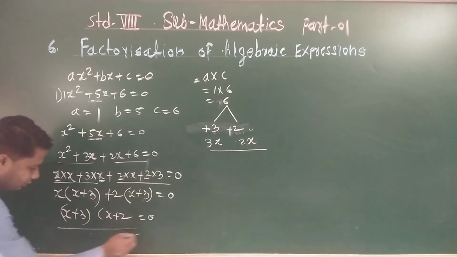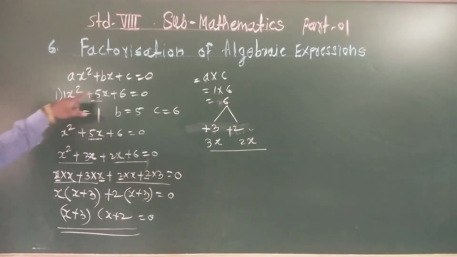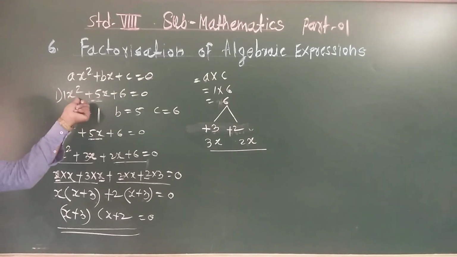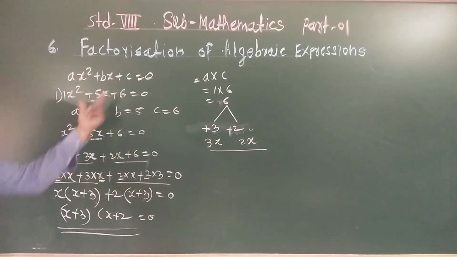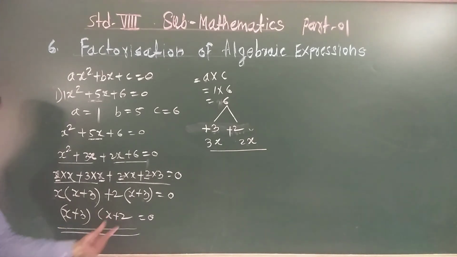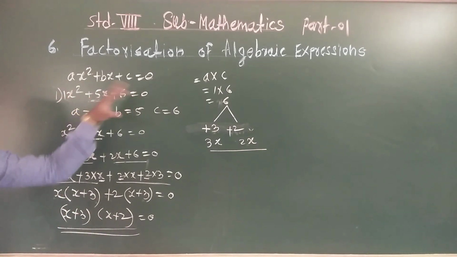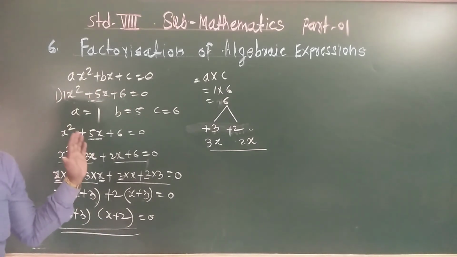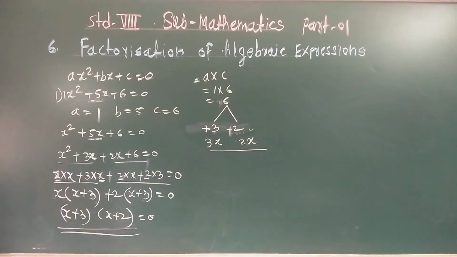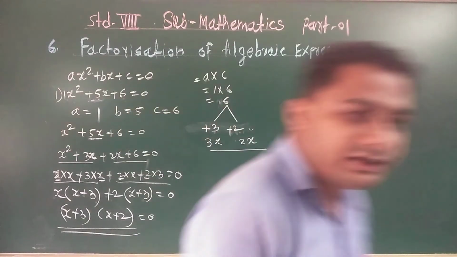So that is the factor of x square plus 5x plus 6. x square plus 5x plus 6 याचे फॅक्टर x plus 3 आणि x plus 2. ओके. x plus 3, x plus 2 हे x square plus 5x plus 6 चे फॅक्टर आहेत. ओके. नाउ सी हे लिहून घ्या व्यवस्थित म्हणजे तुम्हाला समजून येईल. ओके. अशा पद्धतीने आपण फॅक्टरायझेशन ऑफ अल्जेब्रिक इक्वेशन चे फॅक्टर काढू शकतो.